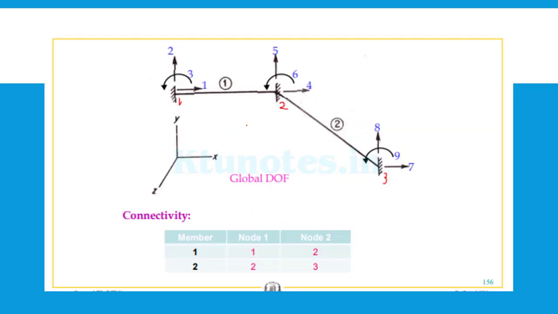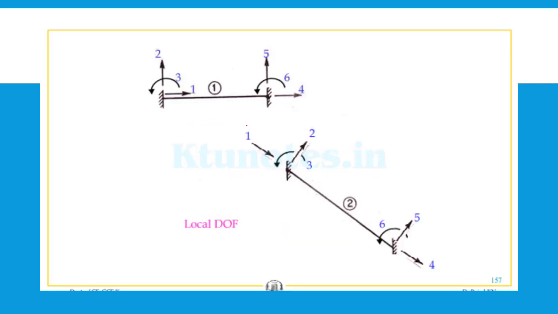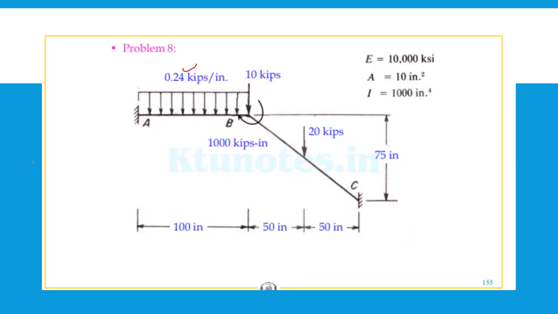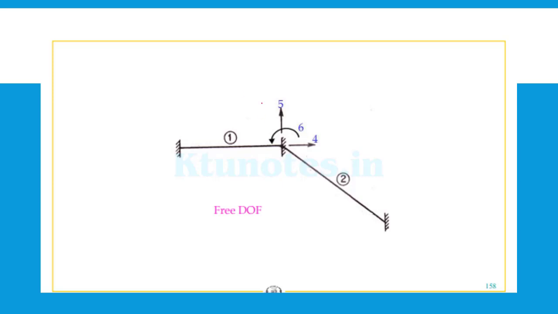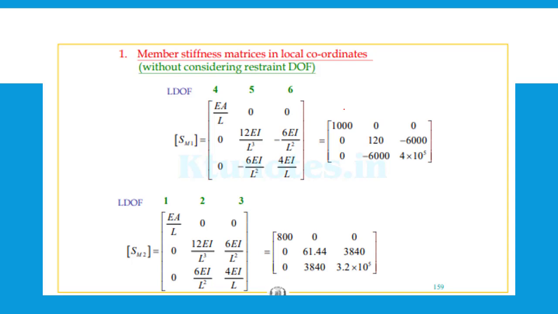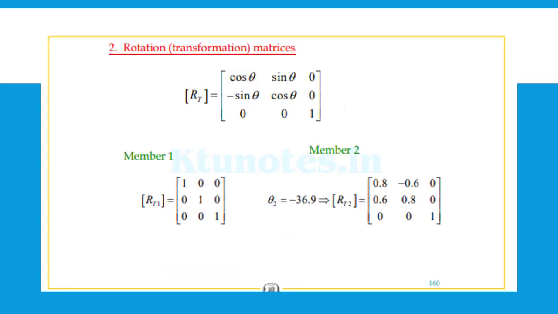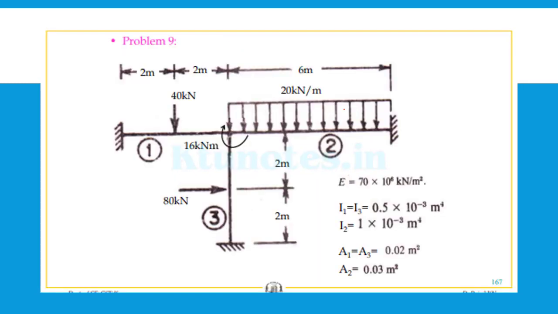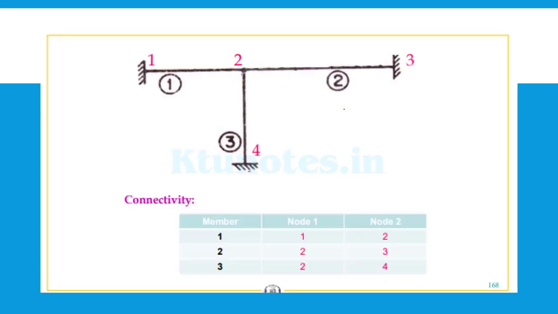Here the local coordinate and the global coordinates are written as slides 1 and 2. Then the 3 degrees of freedom will be the rotation. So both A and C will be fixed. Only rotation and displacement will be there for B, which will be the 4, 5, 6 degrees of freedom. So you can take that but assemble it in an order to get the values, and you can repeat for problem 9 also, same procedure.